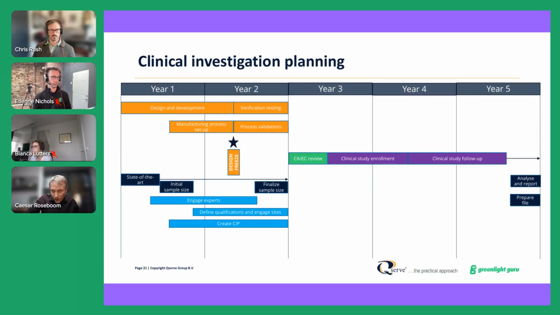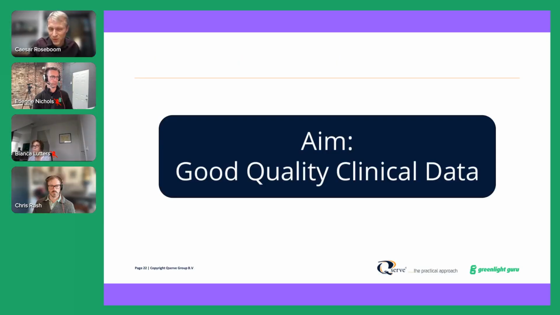So then to link with Chris's part, the aim is, of course, good quality clinical data.